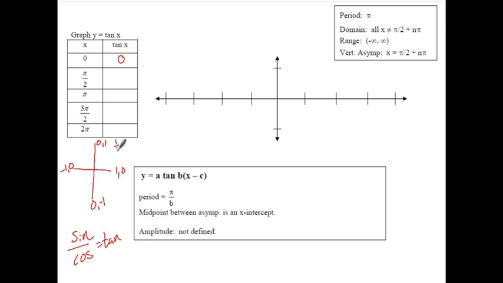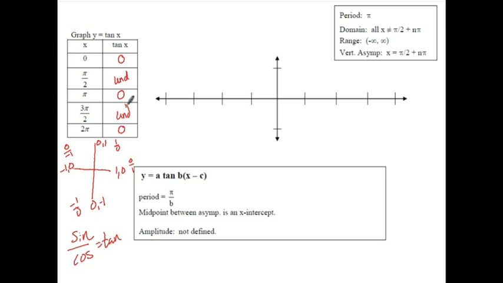1 divided by 0, let's write that out. 1 divided by 0, can we do that? No, we can't ever divide by 0, so that's going to give us undefined. And we have 0 divided by negative 1, which is, of course, 0. And again, negative 1 divided by 0, we can't do that, and the 2 pi is back to where we started.